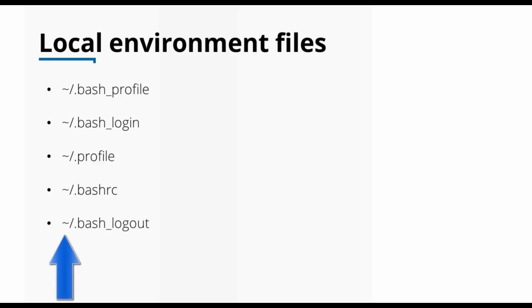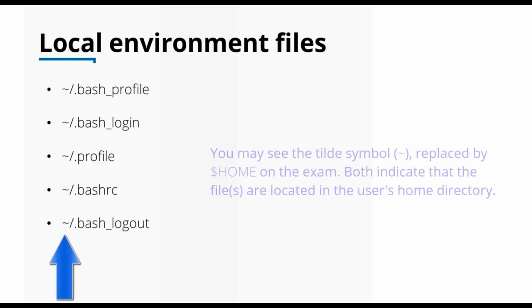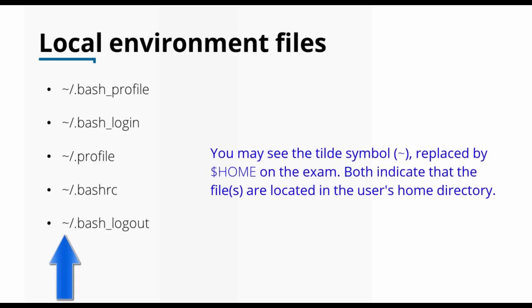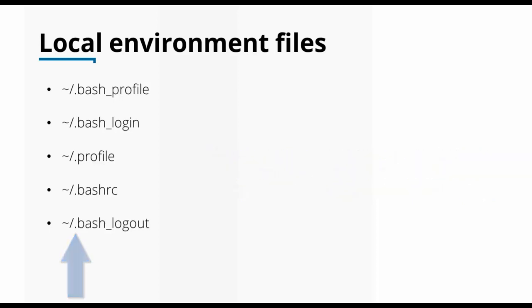Notice the tilde symbol here. This means that your files are in your local home directory. Also notice the period or dot here. Do you remember from the first LPIC 1 exam what that means? If you said that this means the file is a hidden file, you're right. Excellent work. So in order to see these files in your home directory, you'll need to add the -a option on the list command.